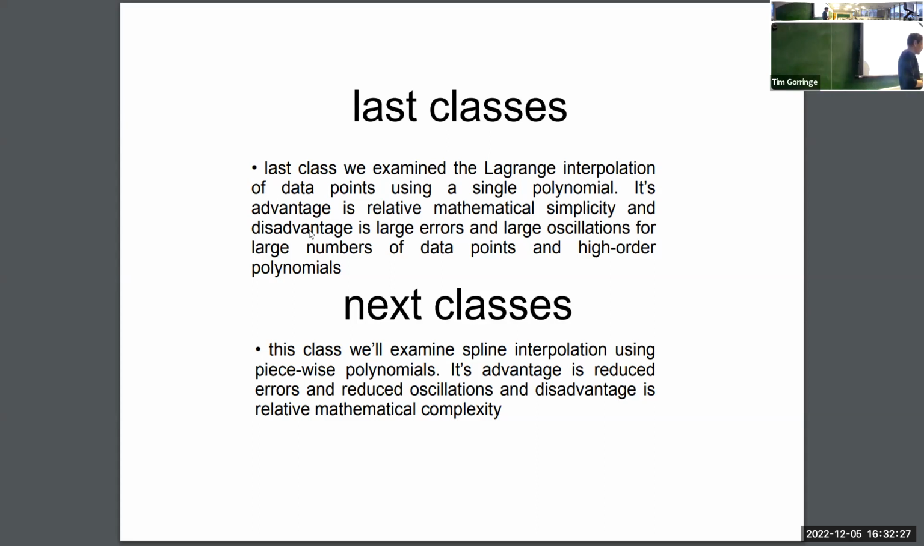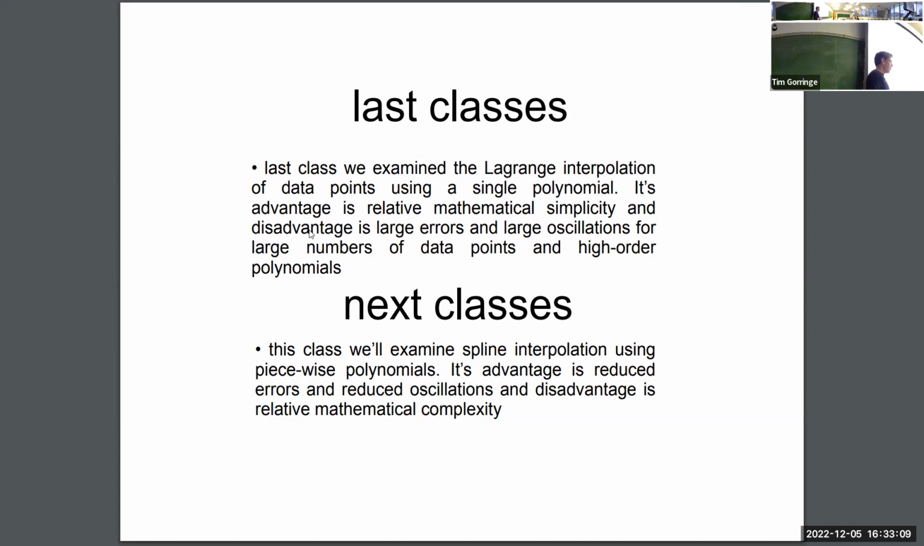Last class we were working on interpolating a set of data points, and this class we're going to continue working on interpolating a set of data points. But the difference is the following. In the last class, we interpolated a set of data points with a single polynomial that passed through all the data points. In this class, we're going to interpolate a set of data points with what's called a piecewise set of polynomials.